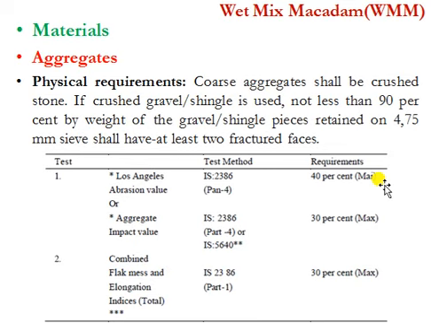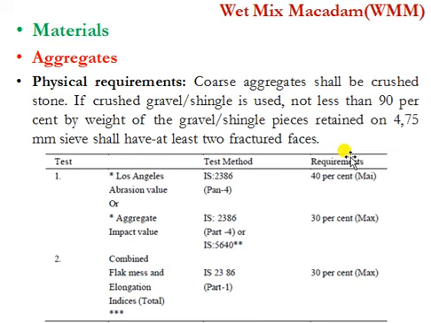So next, coming to the materials. What are all the materials used in the construction of wet mix macadam? Firstly, aggregates. Aggregates are a material which is used in the construction of wet mix macadam as well as in waterbound macadam. So what are the physical requirements of the aggregate when it is used in construction of wet mix macadam? The physical requirements: coarse aggregates shall be crushed stone.